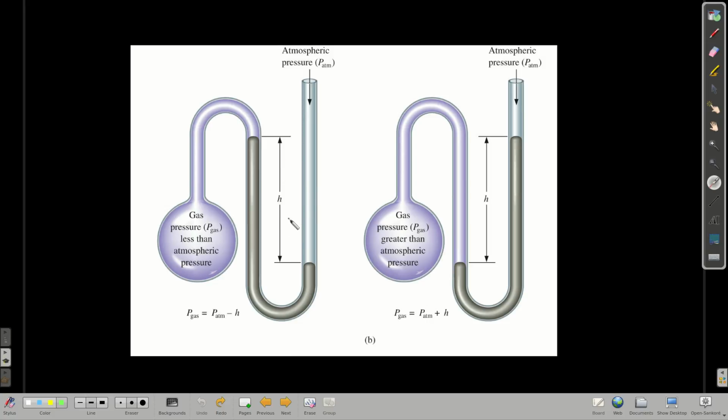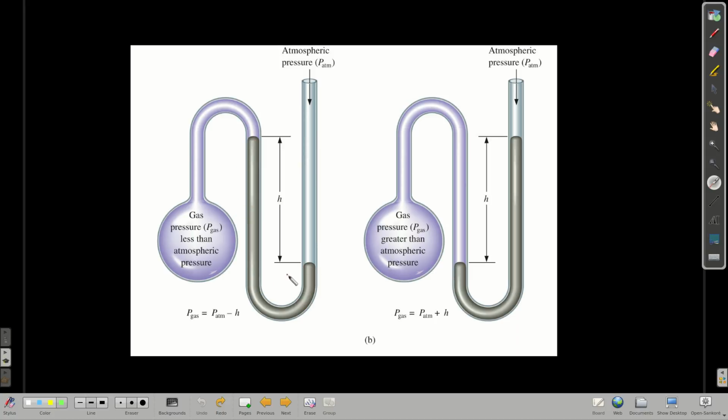Now this is another way of measuring the pressure of a gas, and this is what's called a manometer. This is an open tube manometer because it's open to the atmosphere up here. So what's going on here is you have a gas in this sphere here, and probably it came from a chemical reaction that happened in here. Now this is a curved glass column that's hollow inside, and there's mercury in here.